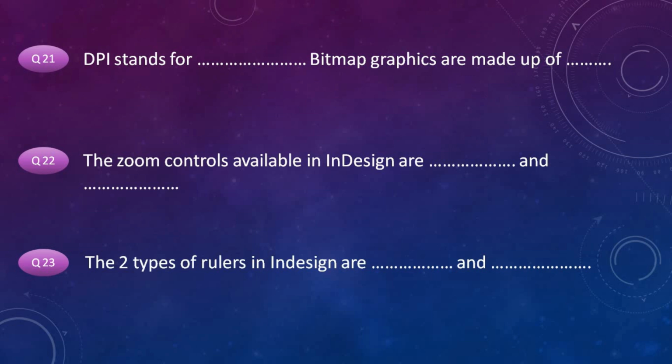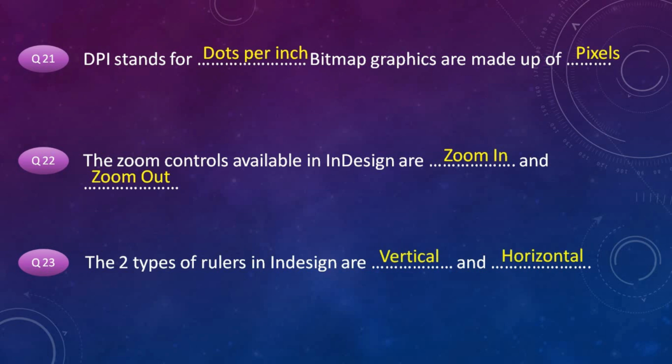Shall we check out the answers? DPI stands for dots per inch and bitmap graphics are made up of pixels. The zoom controls available in InDesign are zoom in and zoom out. The two types of rulers in InDesign are vertical and horizontal. Next set of questions.